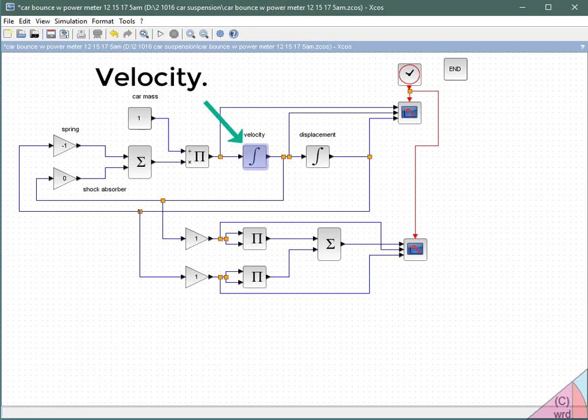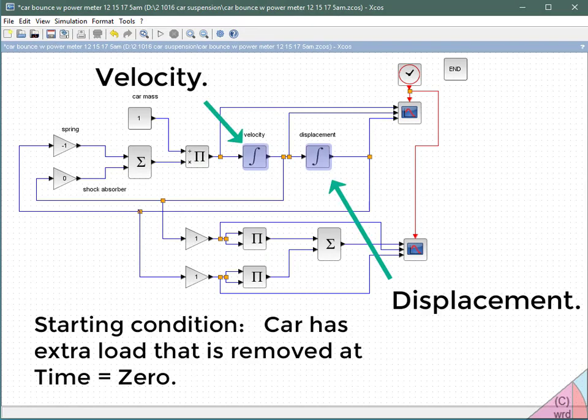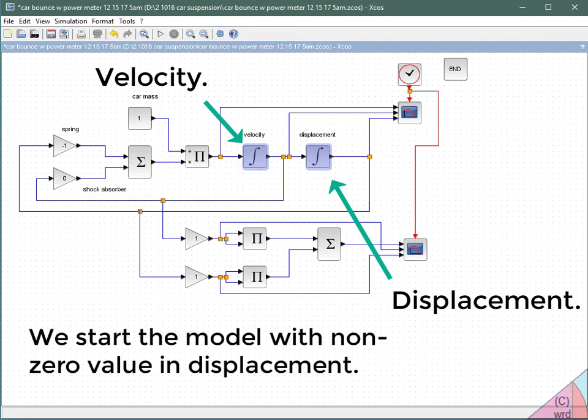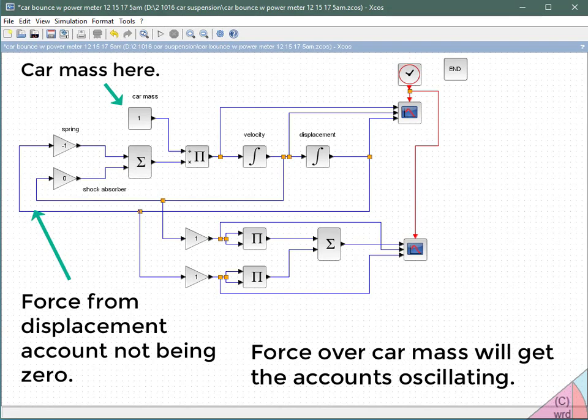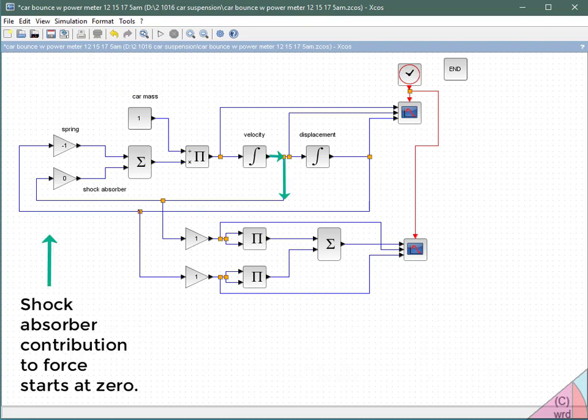Here is velocity. Here is displacement. Our starting condition is that a bunch of teenagers have been sitting on the car and now they all slide off. Our spring was compressed to support 800 pounds of car and people. Now the people are gone. The spring contains excess energy for its new load, and now pushes up on the car and down on the wheel. This force over car mass will get the accounts oscillating. To keep things simple, we will use 1 for car mass. We start with our shock absorber energy path turned off by putting a zero-gain block in the path.